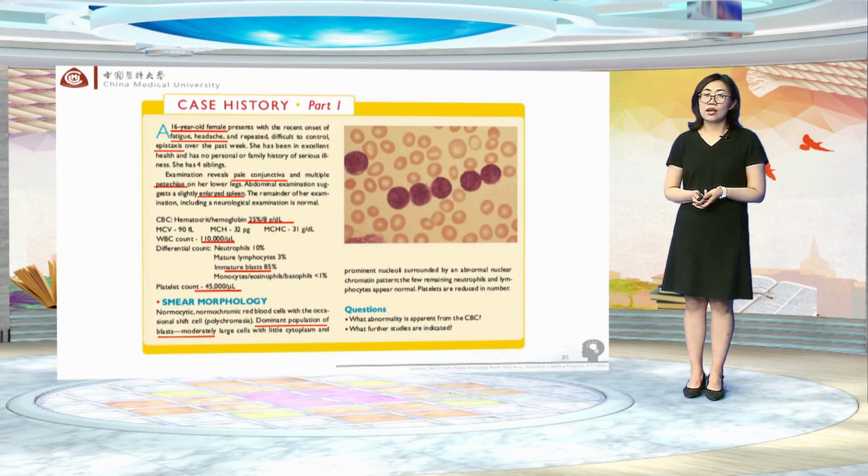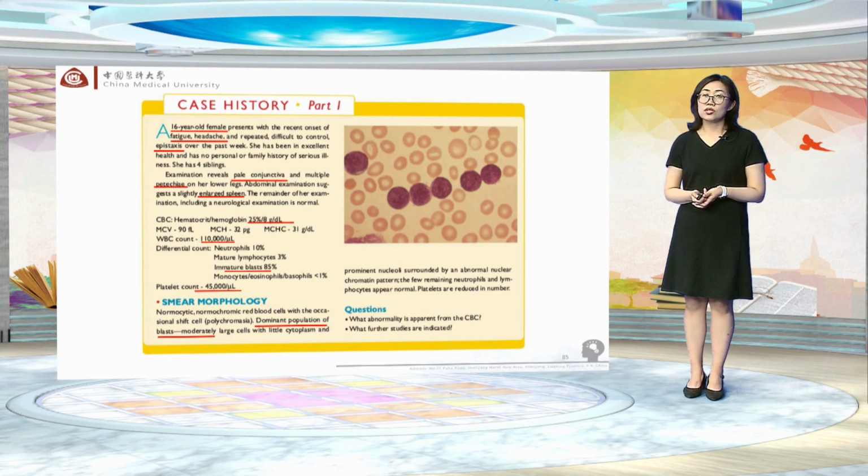The CBC shows that hemoglobin is 8 grams per deciliter, anemia. WBC count is 110,000 per microliter, leukocytosis. Platelets are 45,000 per microliter, thrombocytopenia. From the differential, we can see 85% of immature cells.